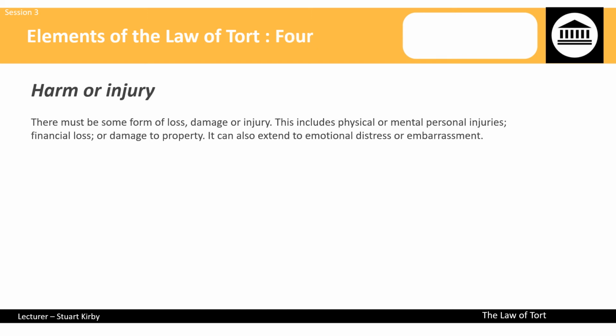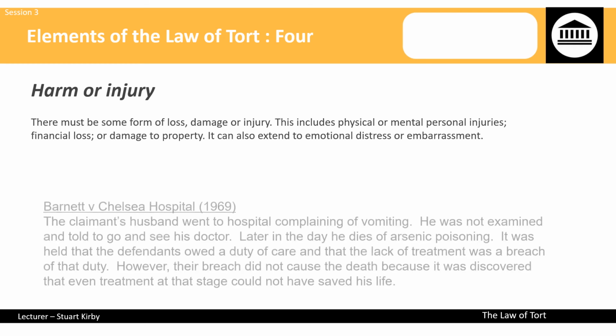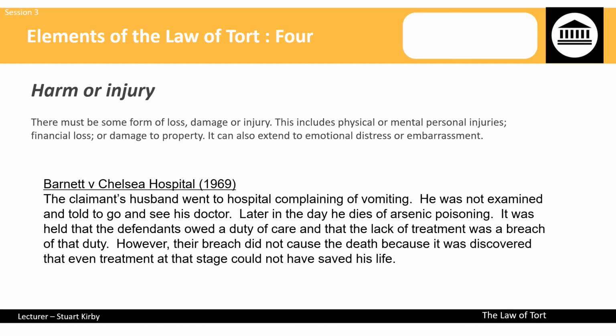So finally, the fourth element, harm or injury. There must be some form of loss, damage or injury. This includes physical or mental personal injuries, financial loss or damage to property. It can also extend to emotional distress or embarrassment. Let's just take a look at this case here, because there is a clear loss in regards to the claimant.